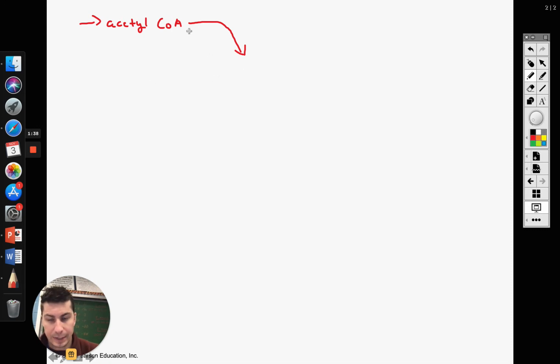Now, before we can drop acetyl coenzyme A into the Kreb cycle, we have to have something formed by the Kreb cycle for it to combine to. Now, that is going to be oxaloacetate, okay? And it has 4 carbons.